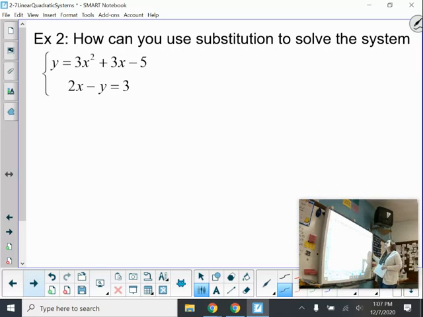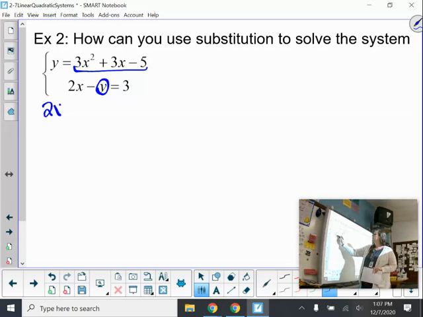So example 2, how can you use substitution to solve the system? Substitution is going to be your best bet because, since these are linear quadratic, one of your equations is going to be quadratic, one is going to be linear. They're not necessarily going to have the same number of terms in them, but substituting does take care of this. Since y is equal to this entire equation here, I can replace this y with 3x squared plus 3x minus 5. And that's what I'm going to do right here.